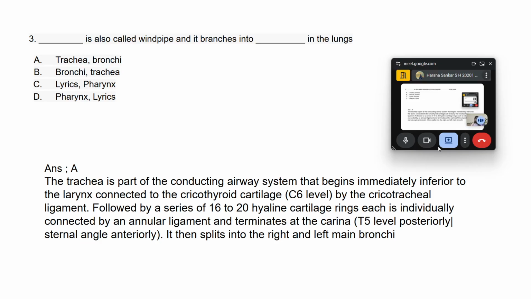So here we are telling what the correct positions are. The trachea starts from the larynx, and the larynx is connected to the cricoid cartilage, which is at C6 level, connected by the cricotracheal ligament. Then in the trachea we can see a lot of C-shaped hyaline cartilages, 16 to 20 in number. Each of these cartilages is connected by an annular ligament, and all will end at the carina, which splits into right bronchus and left bronchus, leading to the individual sacs of the lungs.